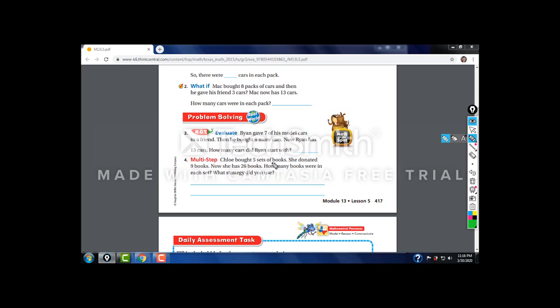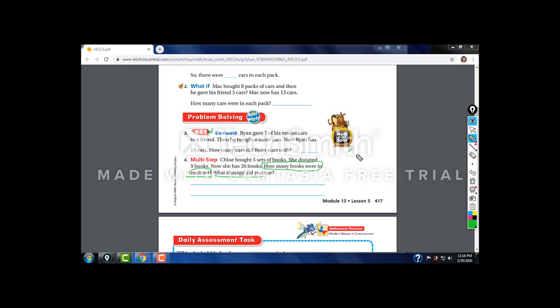Chloe bought 5 sets of books. She donated 9 books. So out of those 5 sets, she donated 9. Now she has 26 books. How many books were in each set? So what strategy are you going to use? Well, I'm going to use the strategy of working this out and underlining what I know and circling my question. So let's just work it out.